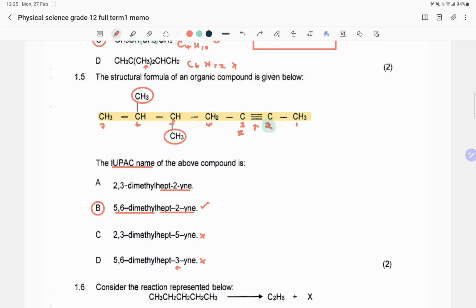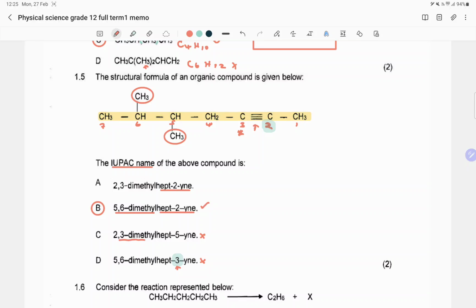Now, why is this one wrong? Because it already says 5,6-dimethyl. The problem is the position of our bond, because it can't be 3. You're taking the lower of the 2 instead. So the only thing that makes this one wrong is this 3. Otherwise, everything looked perfect. So always be cognizant of such matters.